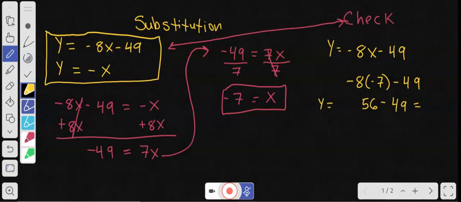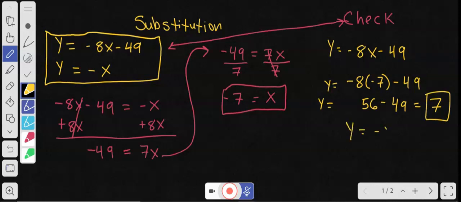So y, 56 minus 49 is indeed, let's subtract that. That is 7. Okay? That is 7. So that's the answer for the first one. It's 7. So let's see the second one now.